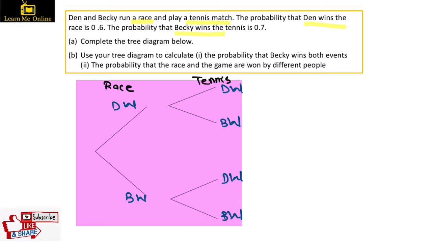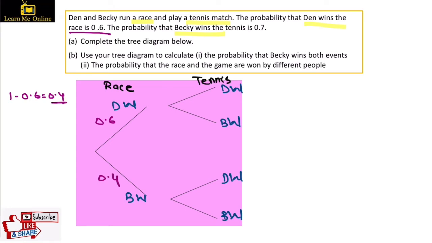The probability that Den will win the race is 0.6, so this is 0.6 here. Because we know that the two branches should add up to 1, if the probability for Den to win the race is 0.6, then the probability for Becky to win the race would be the remainder. So you can do 1 minus 0.6, and that gives you 0.4. So you would have 0.4 over here.